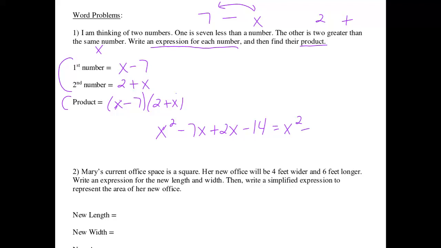All right, and you should have gotten x squared minus 5x minus 14 for your final answer.